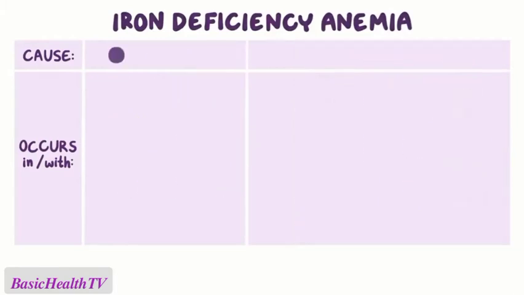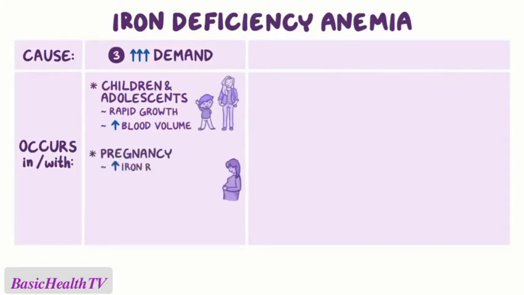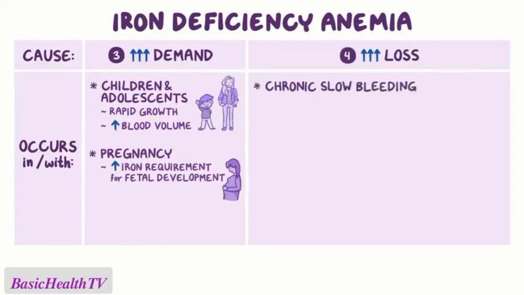Next up, increased demand can occur in children and adolescents because they're rapidly growing and increasing in blood volume, which requires them to make more hemoglobin. Alternatively, it may occur during pregnancy because of the increased iron requirements for fetal development. Finally, increased iron loss generally occurs in people with chronic slow bleeding because iron is lost along with red blood cells.